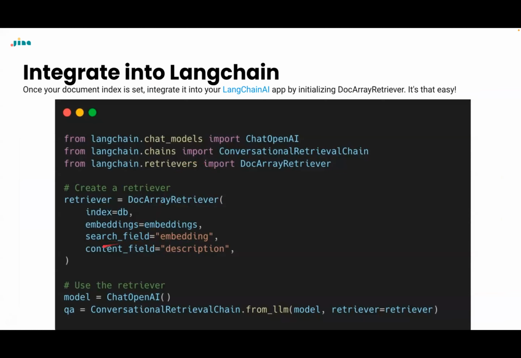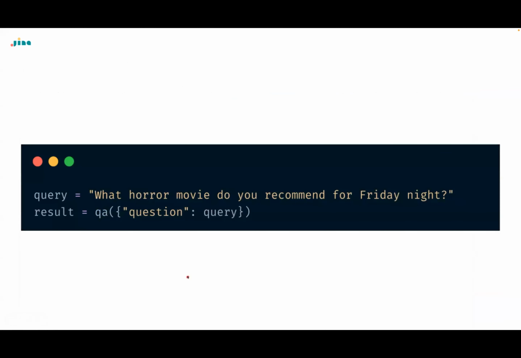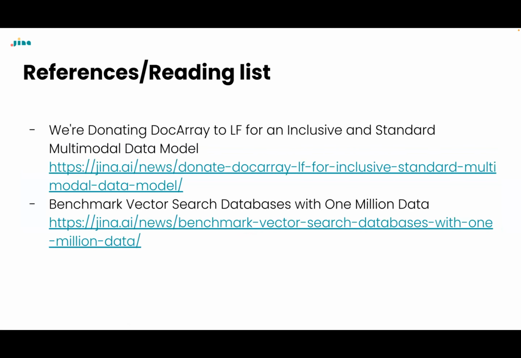And then you specify the search field and content field, and then you build the models, and then do this conversational retrieval chain, and then you get it. This very small QA chain that you can plug and play anywhere else. In the end, you can ask questions like, which horror movie do you recommend for Friday night? Use this QA chain that you just built, and then ask this question, and you get the result. So it's very simple.